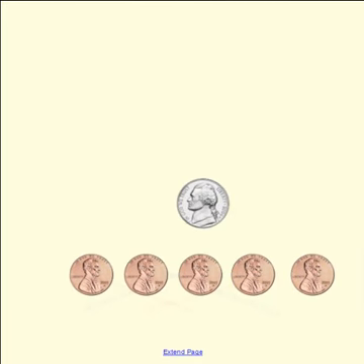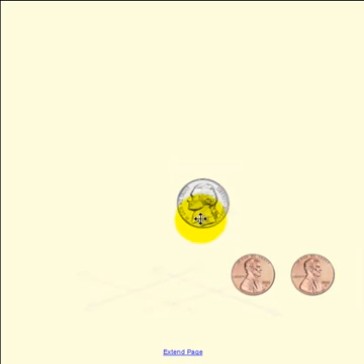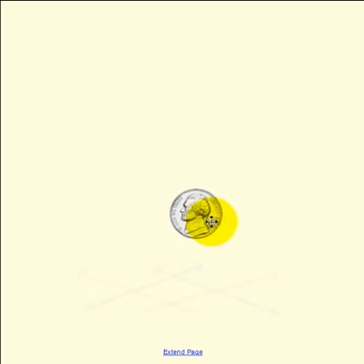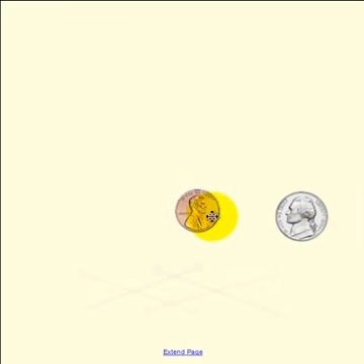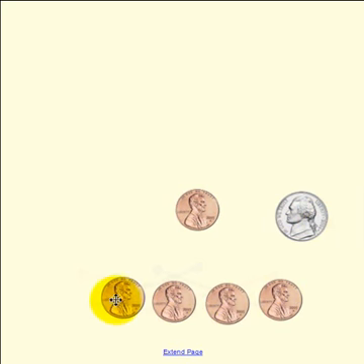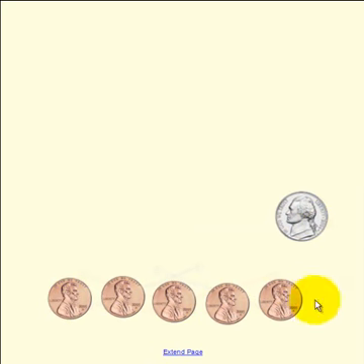Well, the first thing we'd like to show you is that this nickel is worth 1, 2, 3, 4, 5 pennies. So there should be 5 pennies in a nickel. Let's see if that's true. Here's 1, 2, 3, 4, 5. So there are 5 pennies in a nickel. So let's move this nickel and see if there's 5 pennies underneath. Here's the nickel, and there's 1, 2, 3, 4, 5. So 5 pennies make up a nickel.